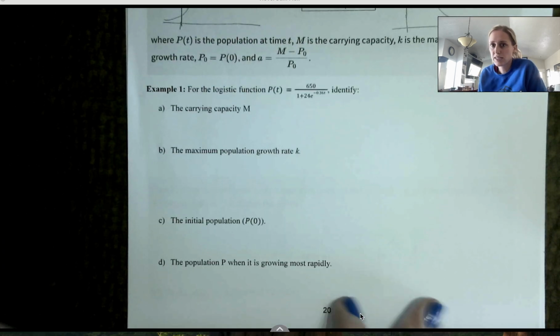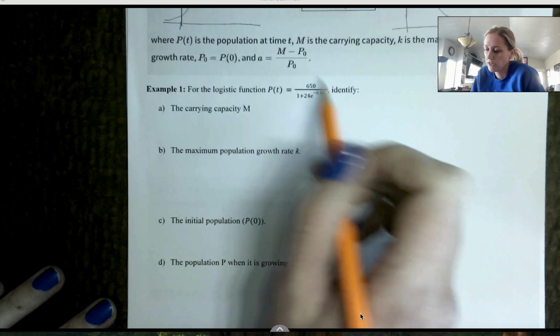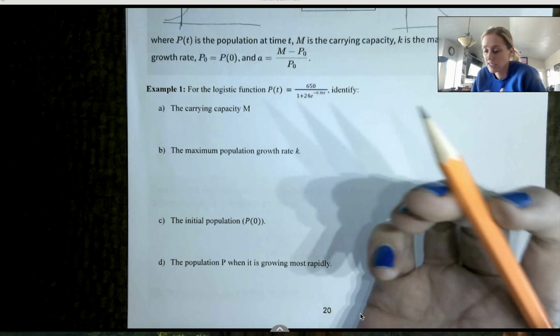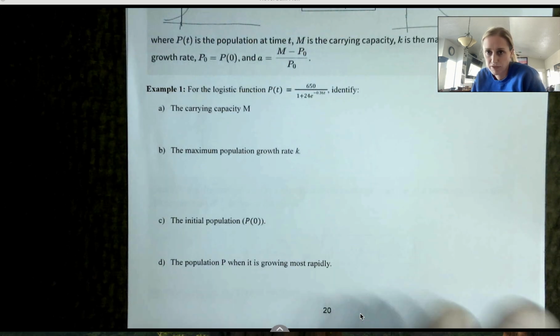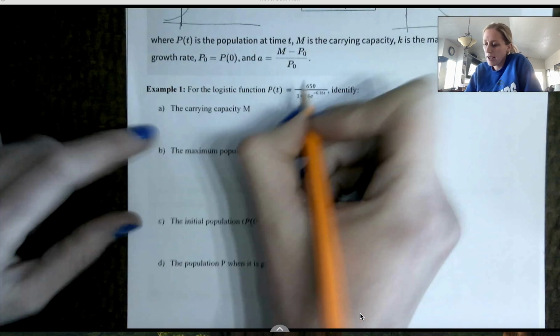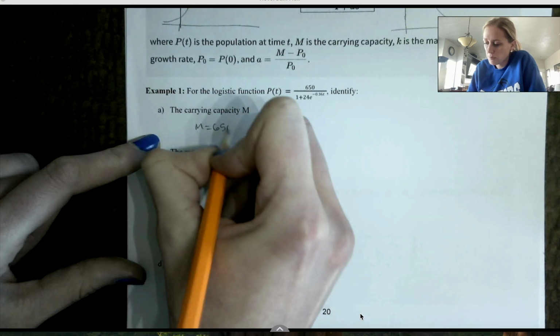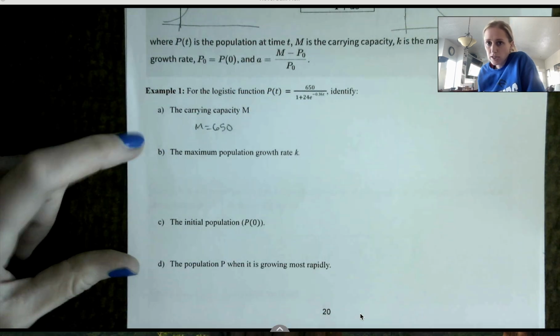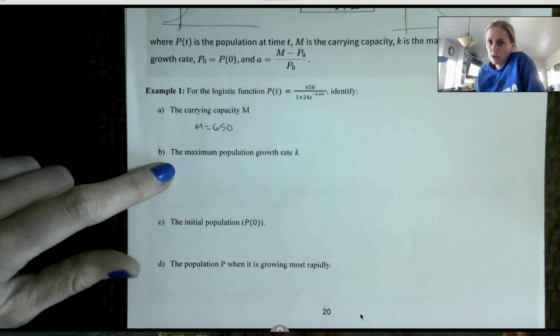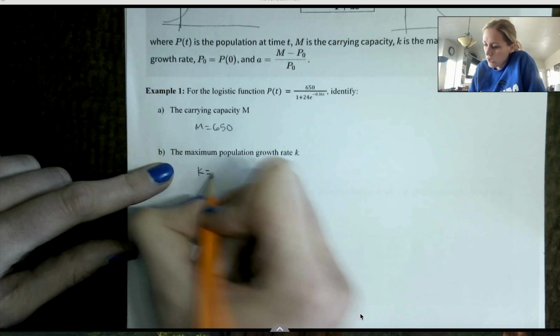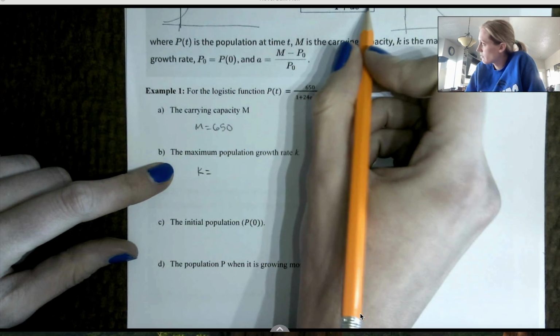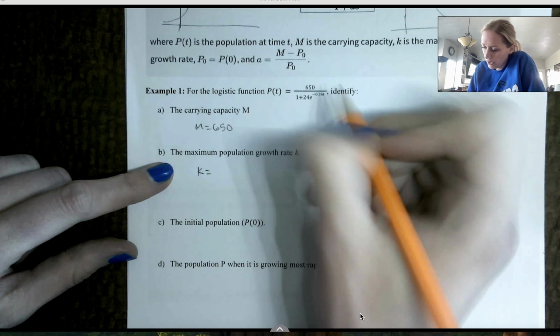All right, for this first one, they're already giving me a logistic function and asking me to identify the different pieces. Remember, M is the numerator here. That is our maximum carrying capacity. So we're just picking out the different parameters. The maximum population growth is our rate K. Remember, in the equation it's negative K. So K here is 0.36.